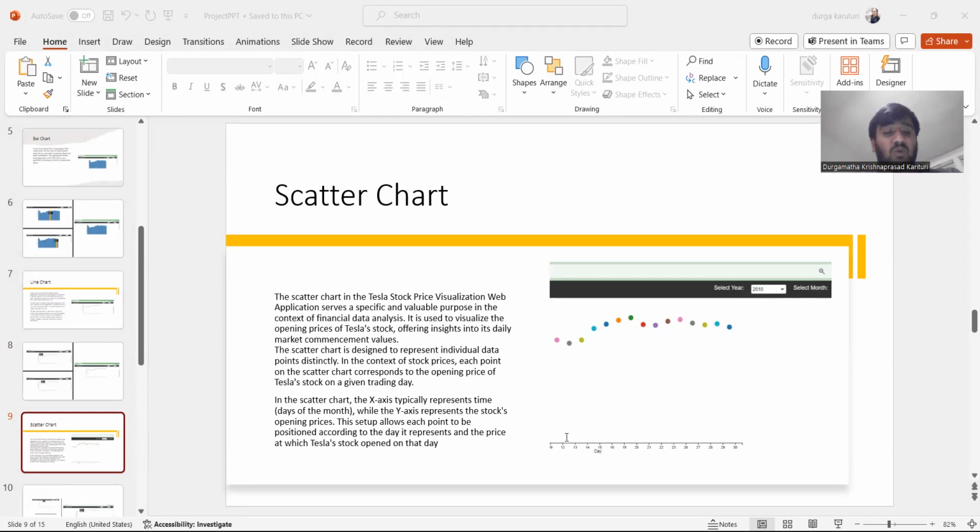So, insight into daily opening trends: by visualizing the opening prices, the scatter chart helps in identifying patterns or anomalies in how the stock starts each day. It's particularly useful for spotting outliers or days with unusual opening prices, which might be lost in other types of charts. Complementary analysis: when used alongside other charts, such as line or bar charts showing closing or low prices, the scatter chart provides a comprehensive view of stock performance, adding depth to the analysis by covering different aspects of price movement.